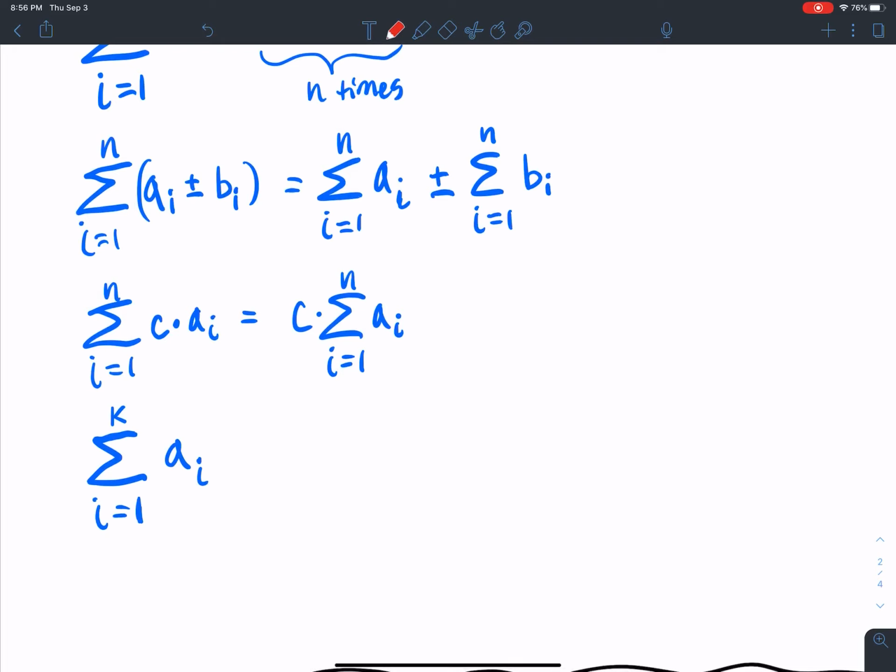This one here says that if I start the sum at 1 and I go to k, and then I add starting from k plus 1, the term, this is the next term.